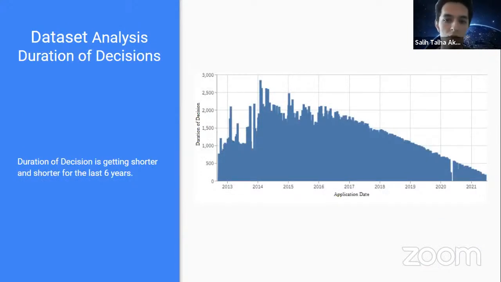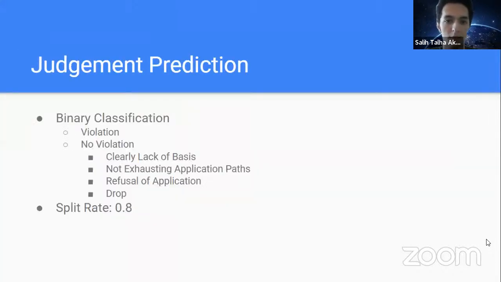This graphic shows the duration of the decision related to the application date. We can see that the duration of the decision is getting shorter and shorter in the last 6 years from 2016. Next slide, please.